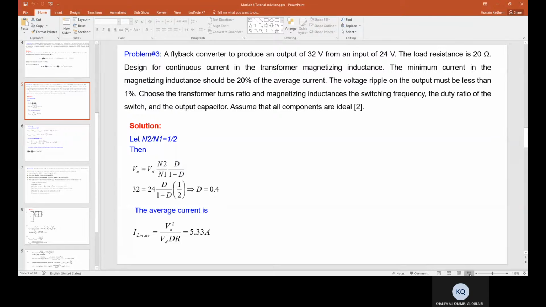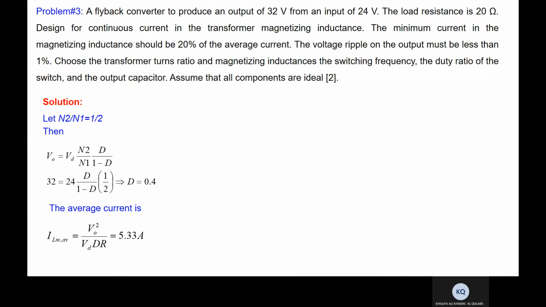Okay, still working with the flyback. Just to remind you, flyback converter is buck-boost converter, but we just improve it by adding here a high frequency transformer for isolation. And we solved last session in tutorial 2 problems. Today we'll continue with another 2 problems. Have a look here.